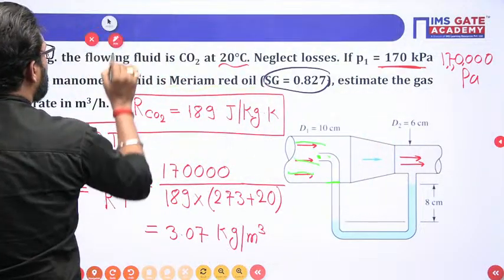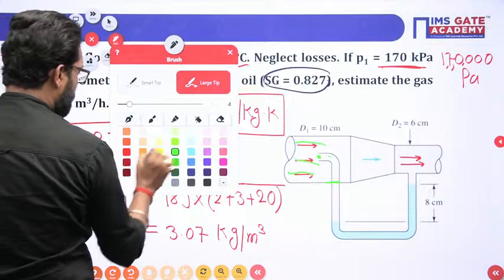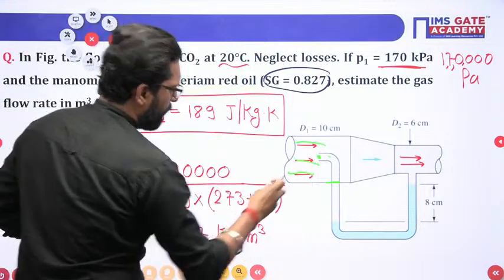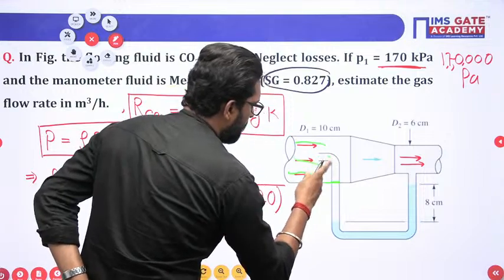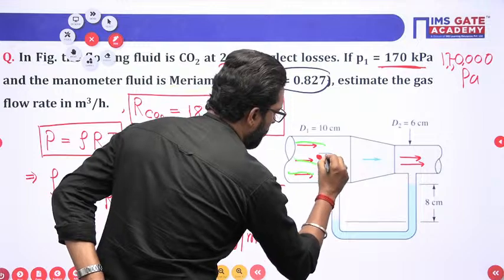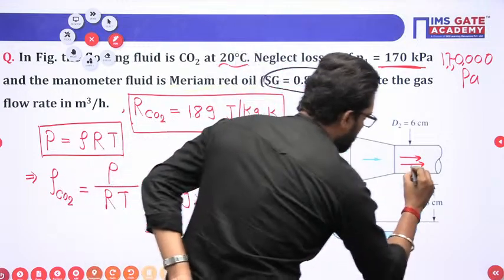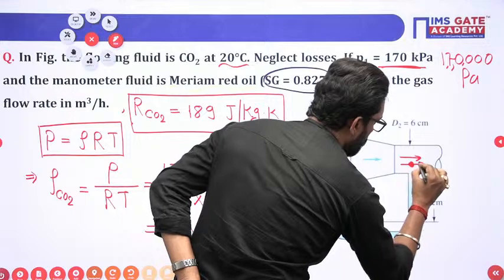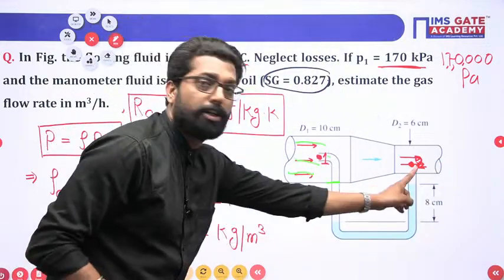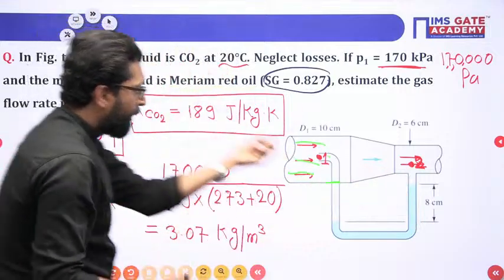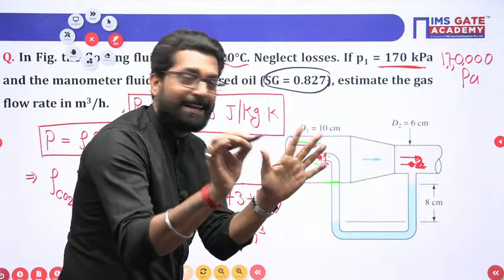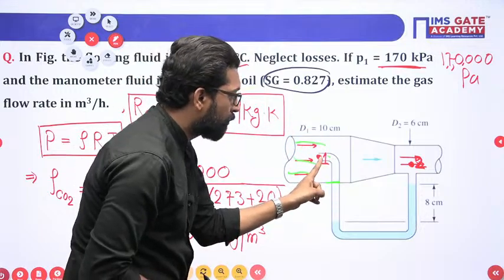First, you have to apply Bernoulli's equation. Let's suppose this is point 1 and this is point 2. So apply Bernoulli's equation. These are at the same level, so the potential energy change is neglected. So apply Bernoulli's equation, that means pressure.